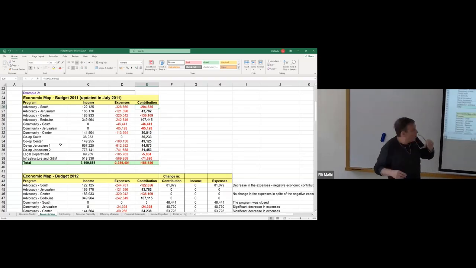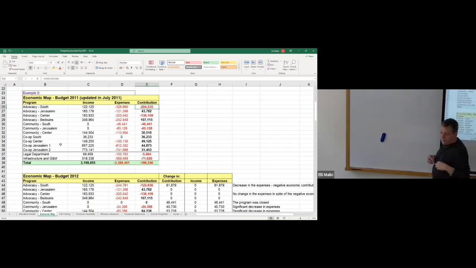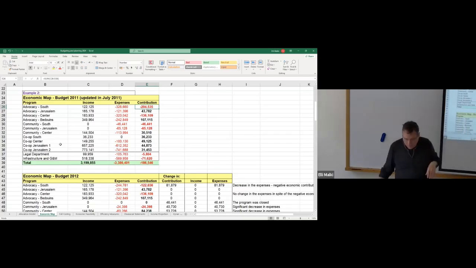It also has a specific program for Bedouins. The programs are basically divided geographically and also programmatically. So it has three main programs: advocacy, community programs, and co-op.